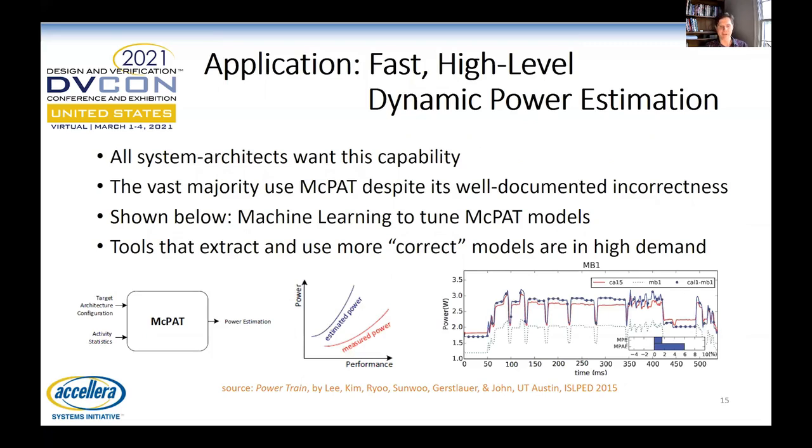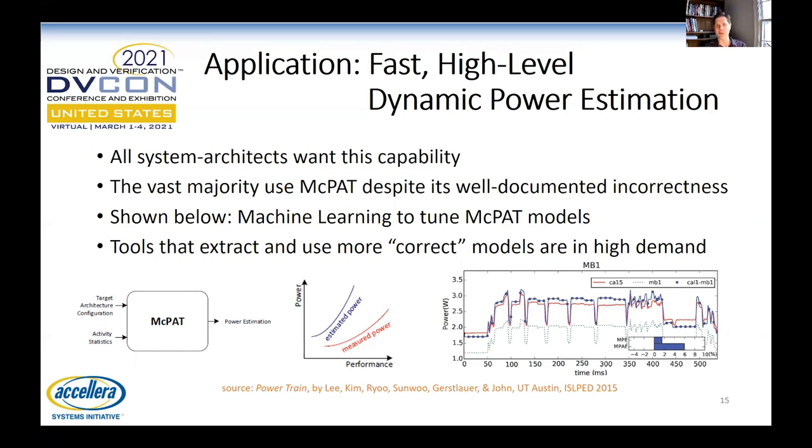The first application is simply to provide fast system-level power calculators. All system architects want this capability. And as evidence of this claim, I will point you to the fact that the vast majority of them use the free tool McPAT, despite its well-documented incorrectness.